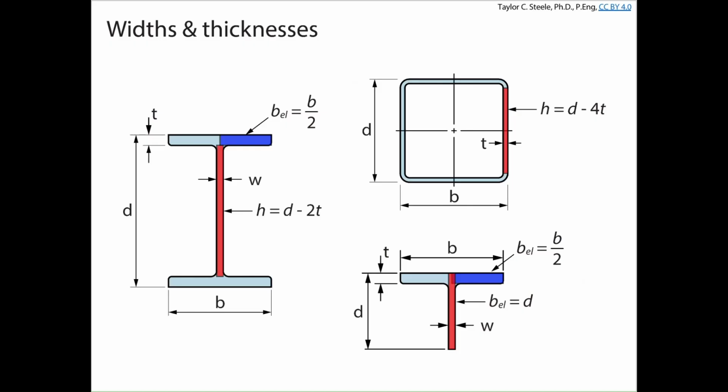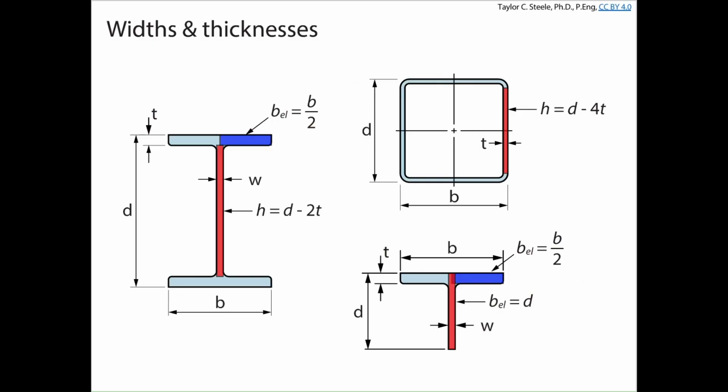What does this mean for flanges of wide flange sections? Well, basically, B, that's the full nominal dimension. And so when we do local buckling calculations for the flange, we use 1/2 of the flange width, and so BEL is B over 2. When we do local buckling calculations for webs of the W wide flange section, we take the clear distance between flanges, which is underside of flange to top side of flange, and that's D minus 2T.